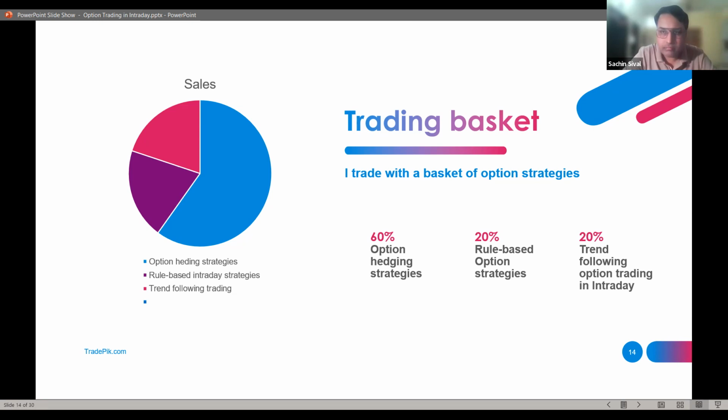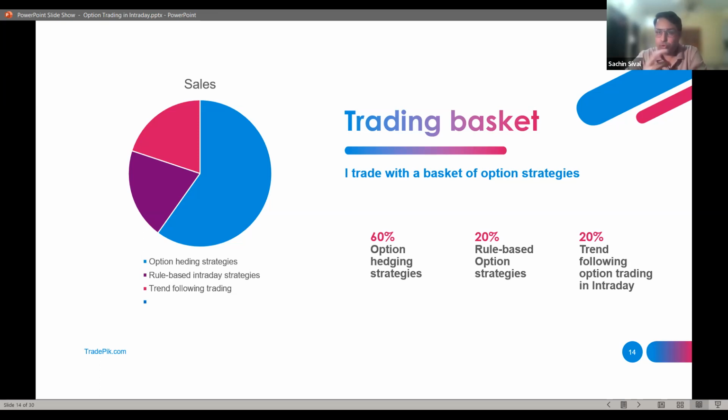So that's why I prefer to execute these things with technology. I wrote a code, and everything is taken care of by my code. Whatever rules I deploy, it automatically places the orders and revises the stop loss accordingly. So 20% capital I deploy in rule based intraday option strategies, and the remaining 20% I am deploying in trend following option trading in intraday.